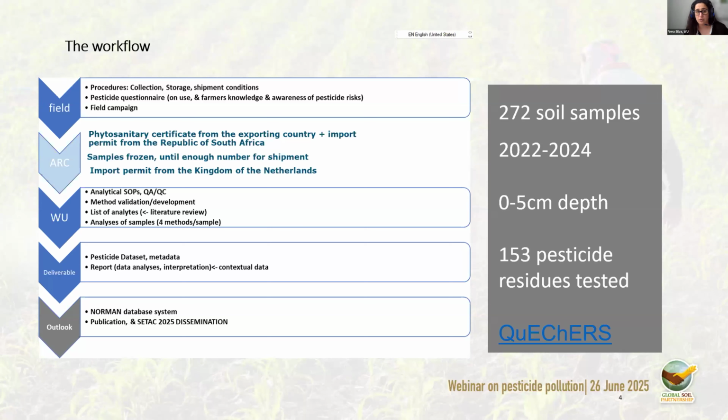So we managed to collect 272 soil samples, all from agricultural land. These were collected over a time span of 2 years, and they are from the topsoil where pesticides tend to accumulate. And in each one of these soil samples, we analyzed 153 pesticide residues via the QuEChERS method.